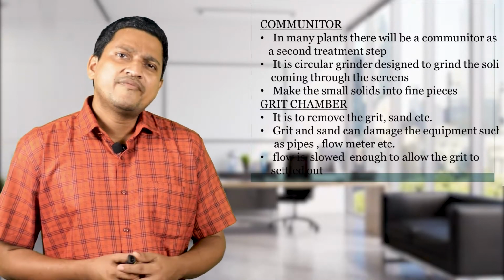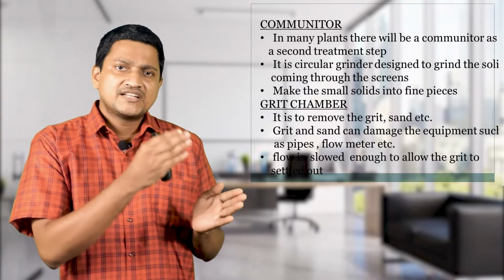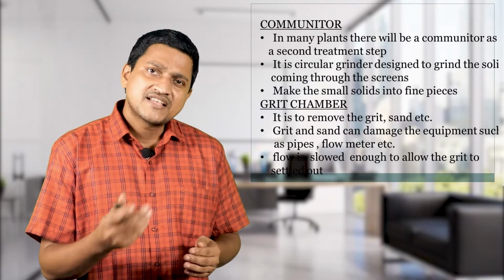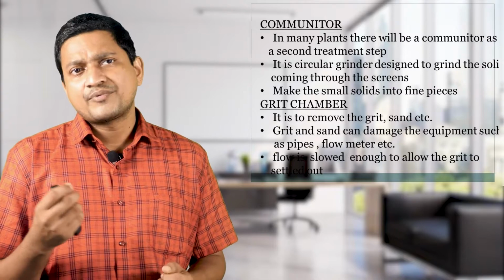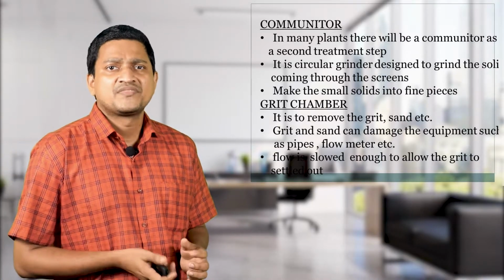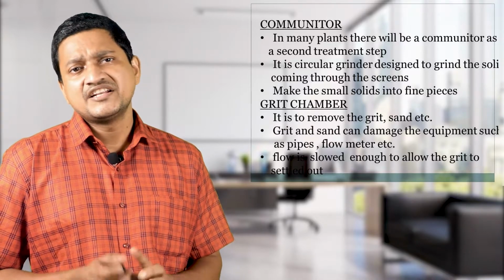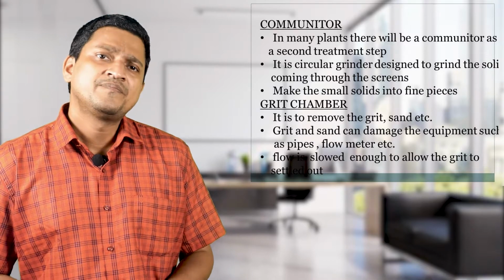In different types of wastewater treatment processes, the location will be after the screen, or sometimes it will be after the settling chamber. It is a process of grinding the material. Then it removes the grit, sand, etc. After the comminutor there is a grit chamber, where settling takes place.